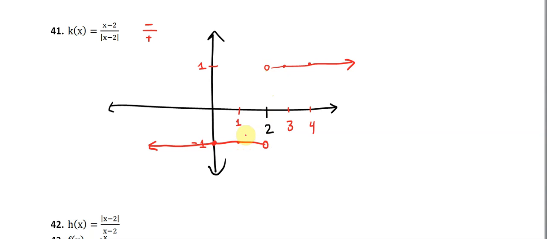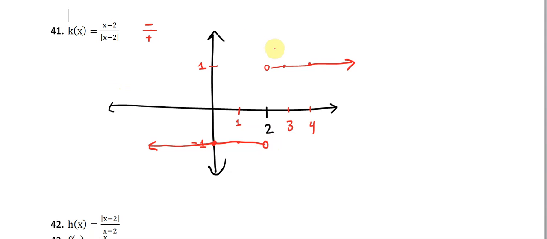So again, this is a good example of how technology can fail you. If you were to graph this, the graph might not show you these holes right here, but the fact is we know that they have to be there because you cannot possibly put 2 in as your input.